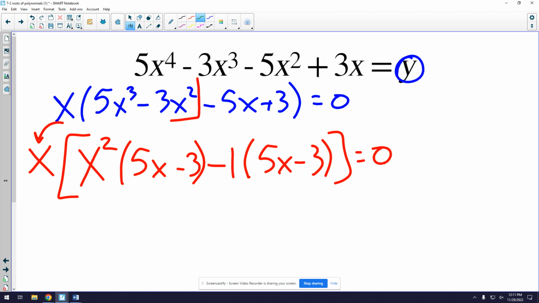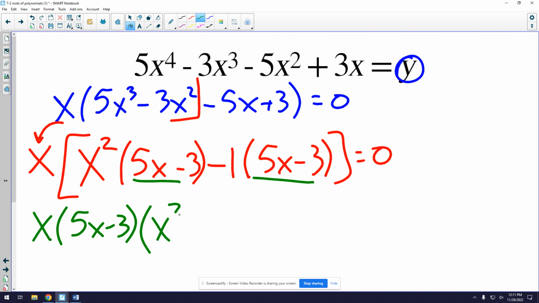Your parentheses have to match. If they match except for your signs, then take out a negative. If you took out a negative and the signs don't match, fix it. Don't take out a negative, take out a positive. So now let's finish factoring this, because x, your first parenthesis is what they have in common, 5x minus 3. Your second parenthesis is your GCF you had, x squared minus 1. Did the order of your parentheses matter? Absolutely not. You could have put x squared minus 1 first and then 5x minus 3.